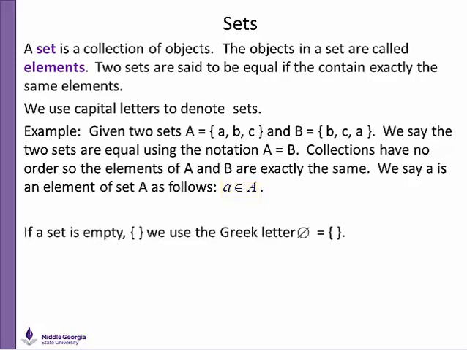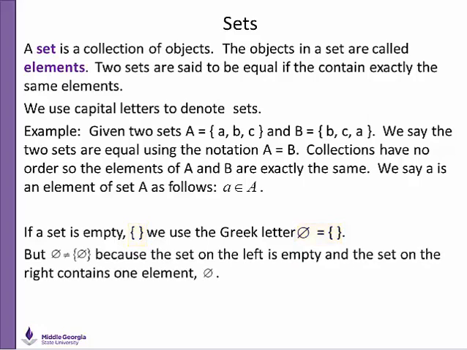If a set is empty, we can represent that with brackets with nothing between them, or we also use the Greek letter phi to represent the empty set. But notice that phi does not equal the set containing phi, because the set on the left, the phi, is empty, and the set on the right contains one element, phi, between its set brackets.